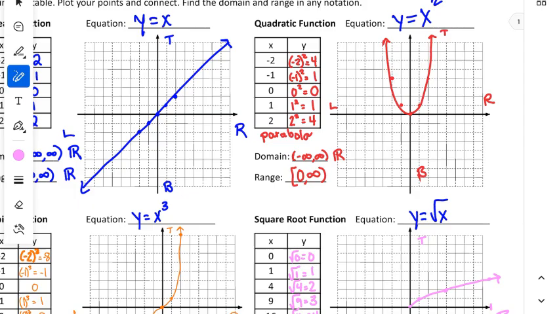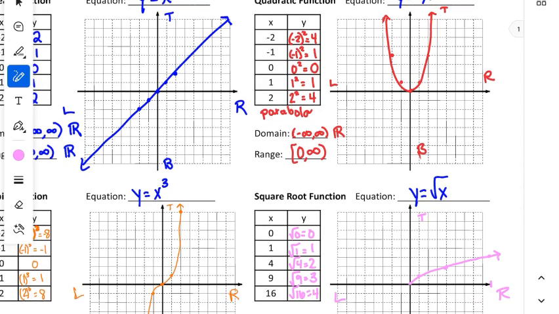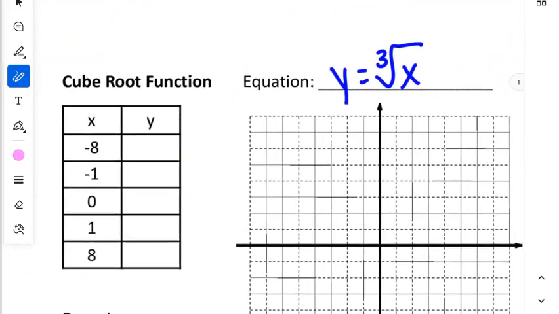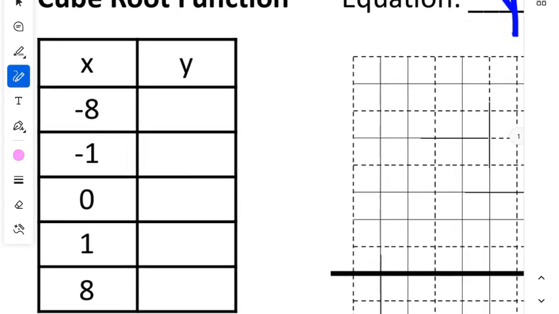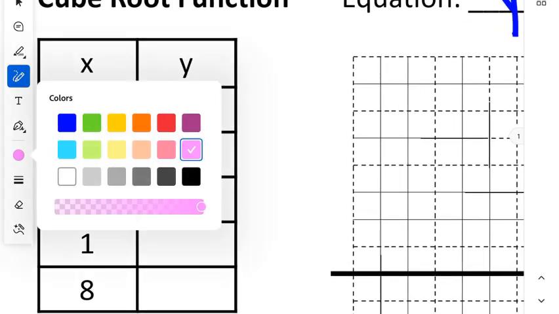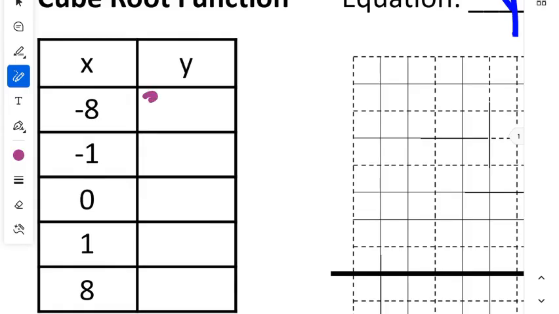Okay, these two, x squared and square root of x, are inverses of each other. If you take the square root of something, that's the opposite of squaring something. And so if I put this one on that, they would show up as inverses. They're opposites. All right, let's go to cube root of x. Different color. All right, so cube root of -8.